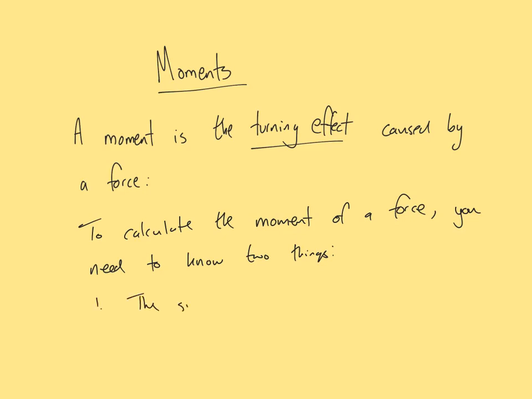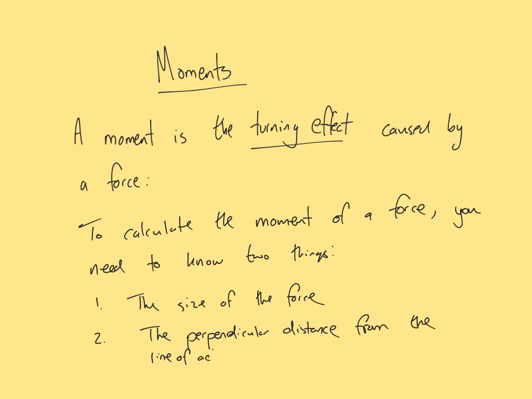Number one, you need to know how big the force is, the size of the force. Obviously a bigger force is going to cause a bigger turning effect. And then, taking into account the fact that force is a vector, so the direction will matter, that will help you determine the perpendicular distance. We don't say just from the force, but from the line of action of the force. We'll look at that in just a moment. So the perpendicular distance from the line of action of the force to the pivot, or the pivot point.